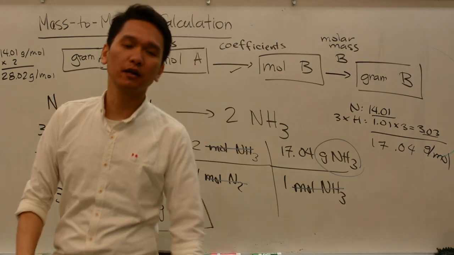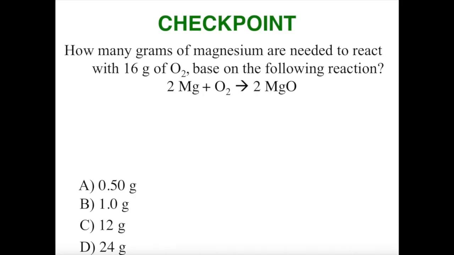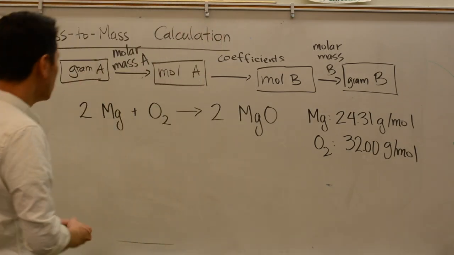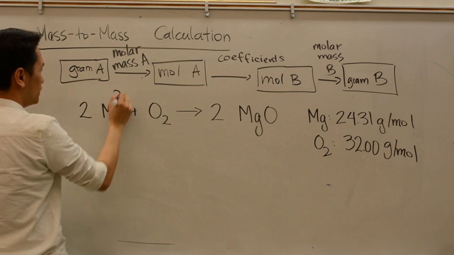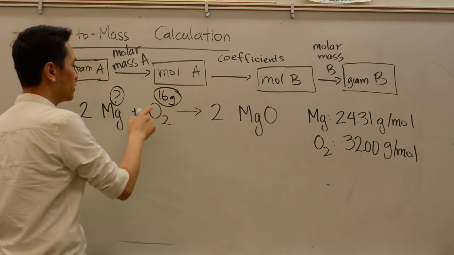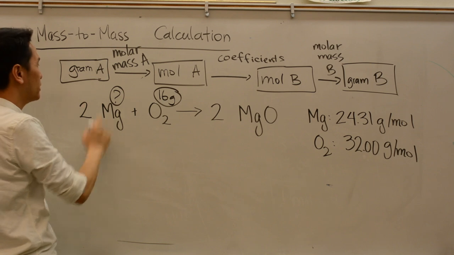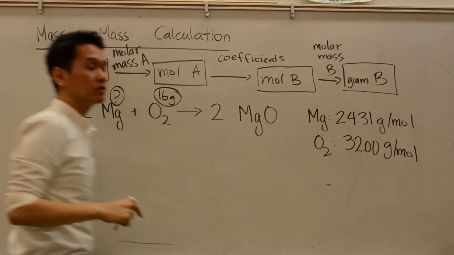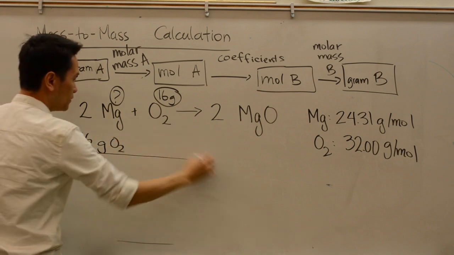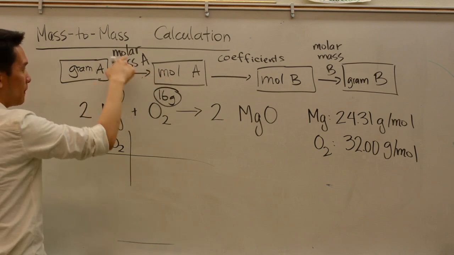So let's do some questions to check your understanding. Our first checkpoint question asks, how many grams of magnesium are needed to react with 16 grams of oxygen gas based on the following reaction? Again, we are asked how many grams of this, if we are given 16 grams. So grams to grams, then you automatically go to your mantra of grams to moles to moles to grams. We start out with 16 grams of oxygen. First up, grams of A to moles of A using molar mass.